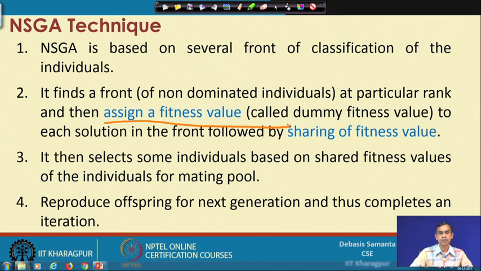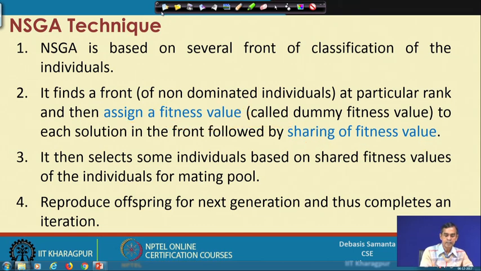Once the rank is known to us, then we shall be able to assign a fitness value. So, this is one important task that is followed there. This fitness value is also called dummy fitness value to each solution in the front, and then the next technique that it follows is basically sharing of fitness values.